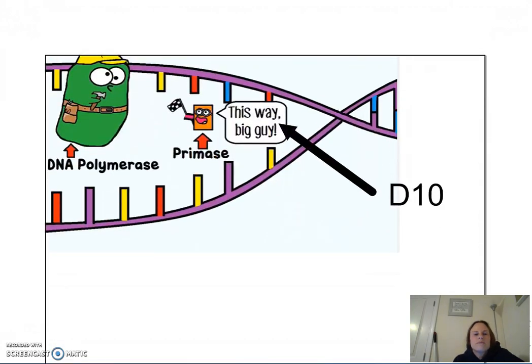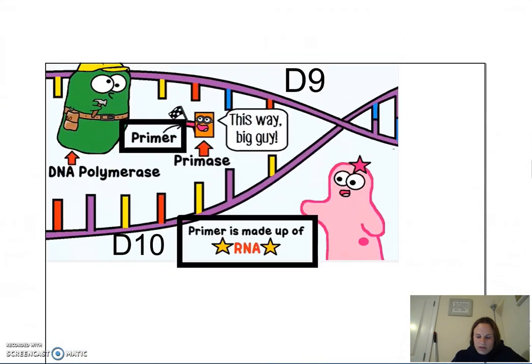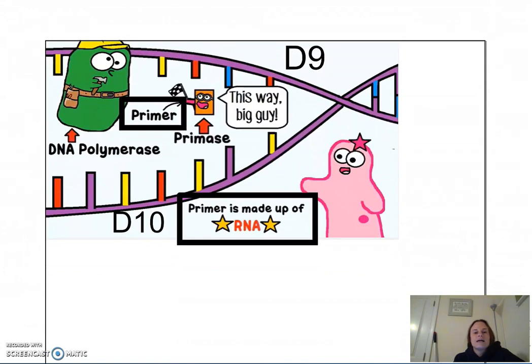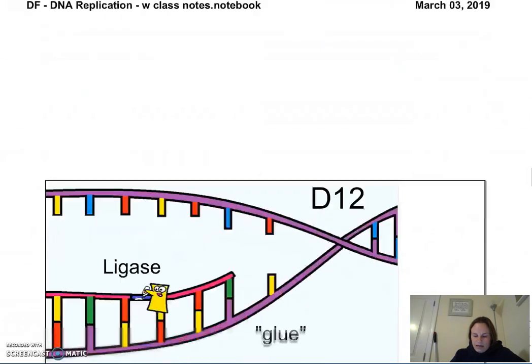Now, how does DNA polymerase 3 know where to start? It knows where to start because this guy, primase, creates something called a primer. So primase is an enzyme that creates primers. Primers are made up of RNA, and it's this primer that is recognized by the DNA polymerase as the starting site for DNA replication.